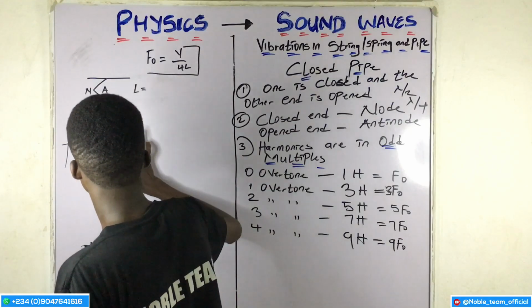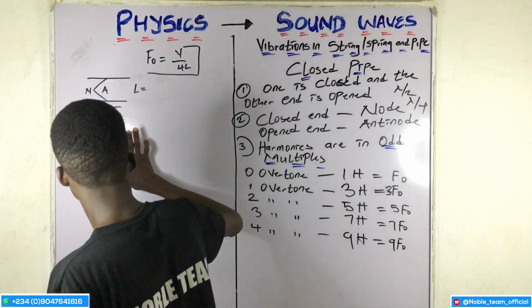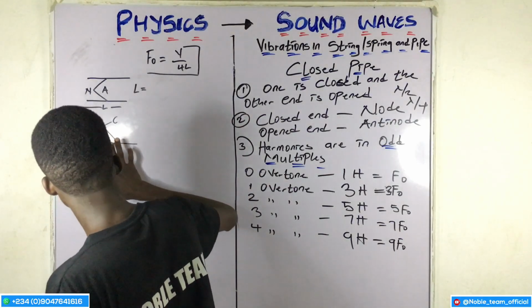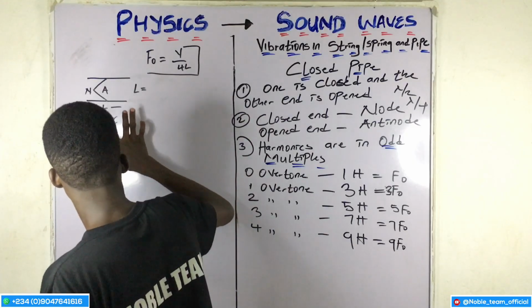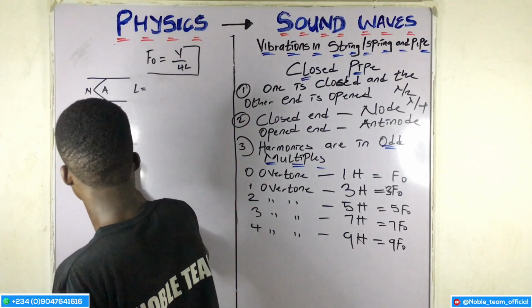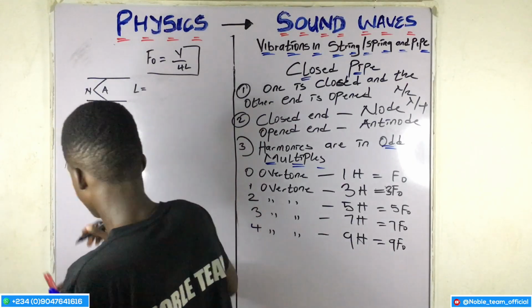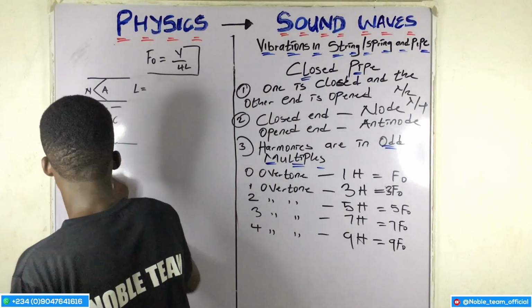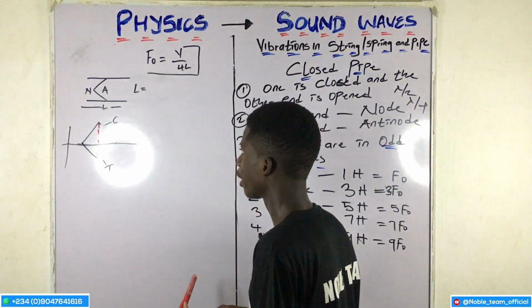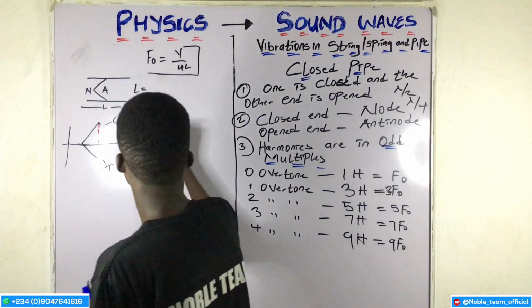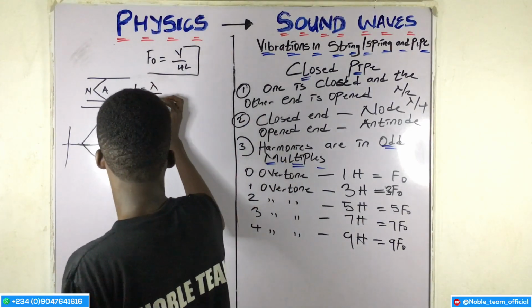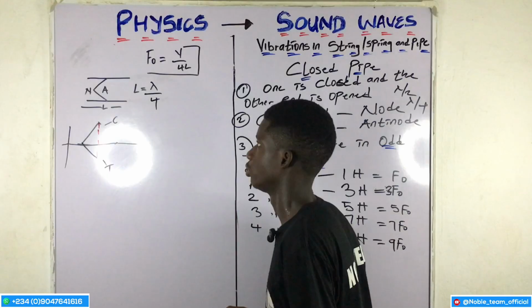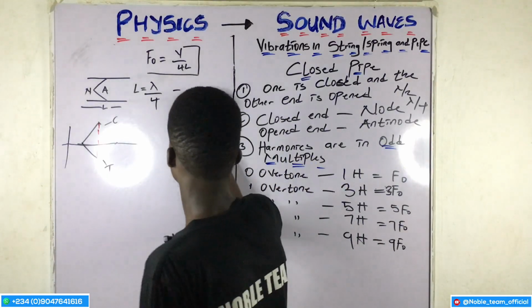So this is just like saying it is half. It's like saying, okay, this is the half of it. So for me to get the half, the half of this is what? Lambda over 4. Okay, so it is going to be lambda over 4. And this is equation 1.